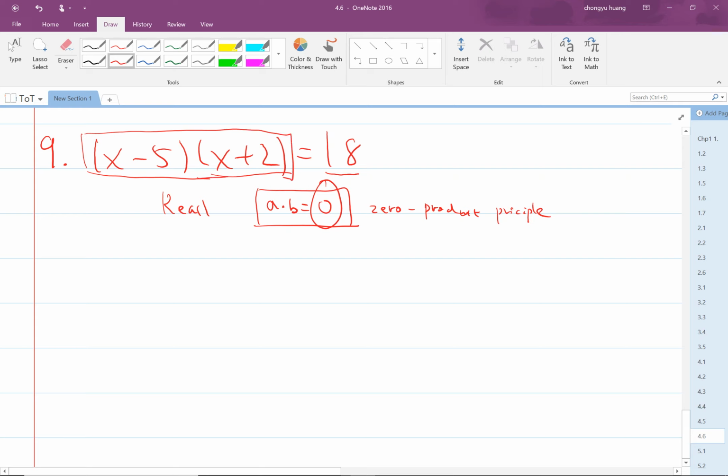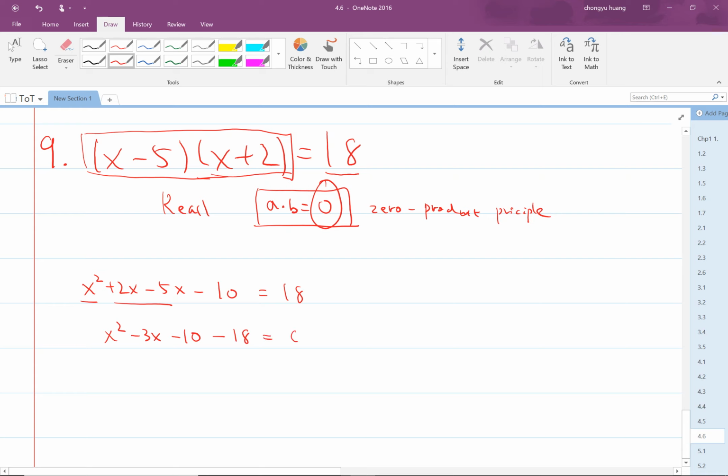So we multiply them: x squared plus 2x minus 5x minus 10 is equal to 18. Now we simplify a little bit. We have x squared, and 2x minus 5x, which is negative 3x, and then minus 10. Then we move 18 to the other side, and it becomes negative 18.